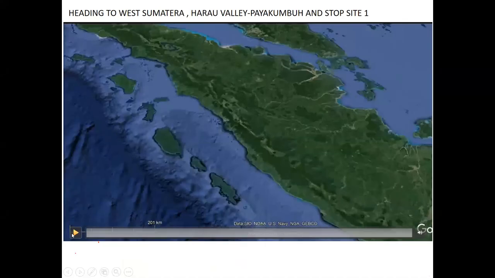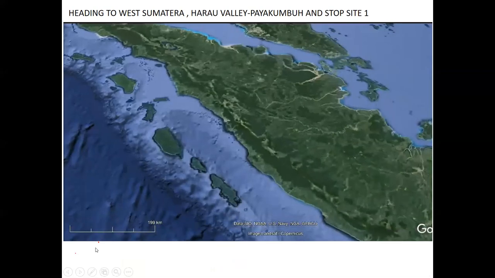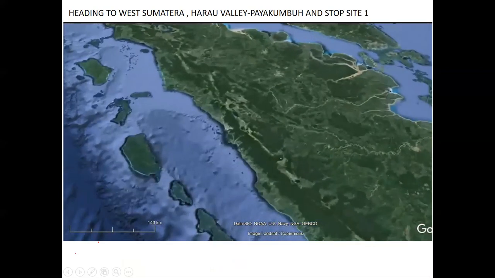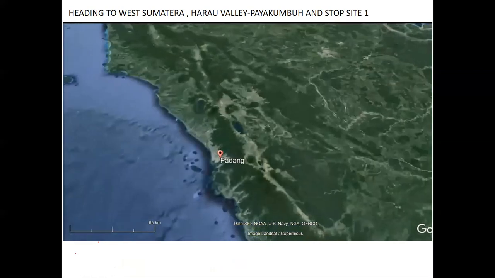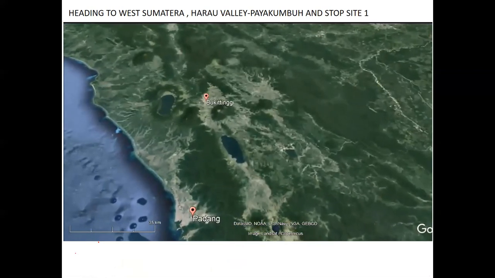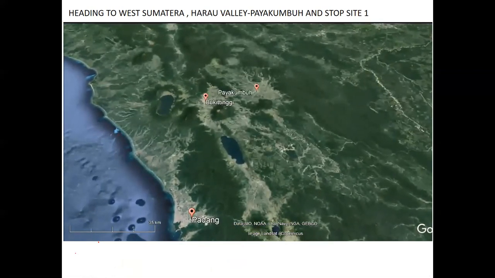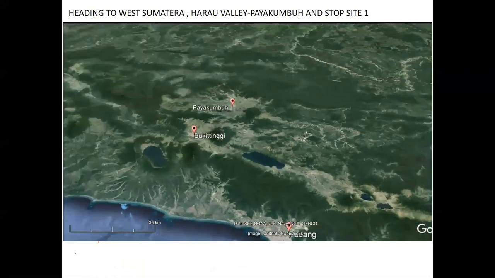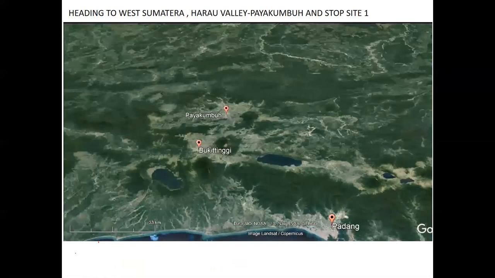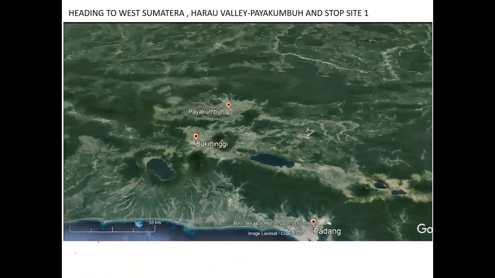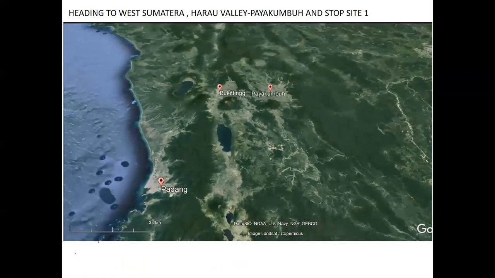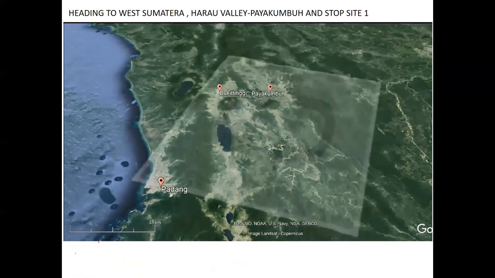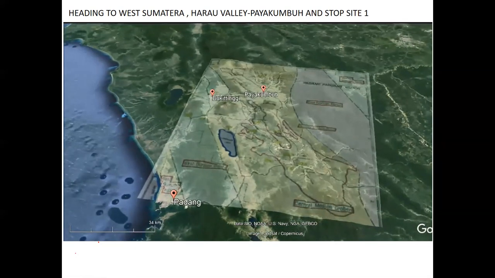Now, we are on Sumatra Island. We will go to West Sumatra. So, administratively, the outcrops today belong to Payakumbuh City. It takes about 4 hours from Pekanbaru City and around 5 to 6 hours from Padang Airport. If you notice, this is the modern Lake Singkarak in the southern part, and in the north there's Lake Maninjau.